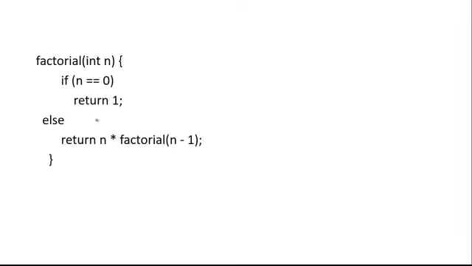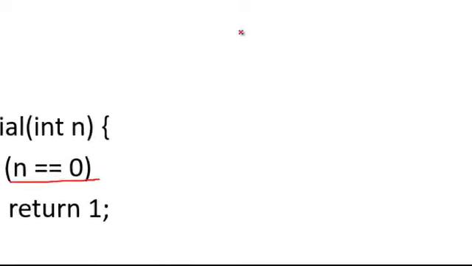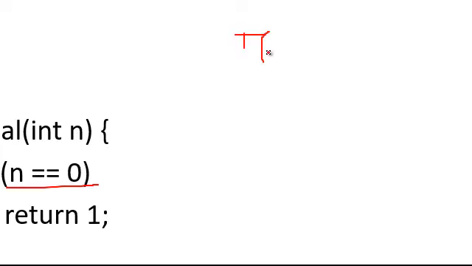Okay, so here is the implementation to calculate the factorial of n. So if n is equal to 0, we simply return 1. Else, we make a recursive call to calculate the factorial of n minus 1, multiply it with n, and return the output. Now, let's say time taken to calculate factorial of n is equal to t of n.